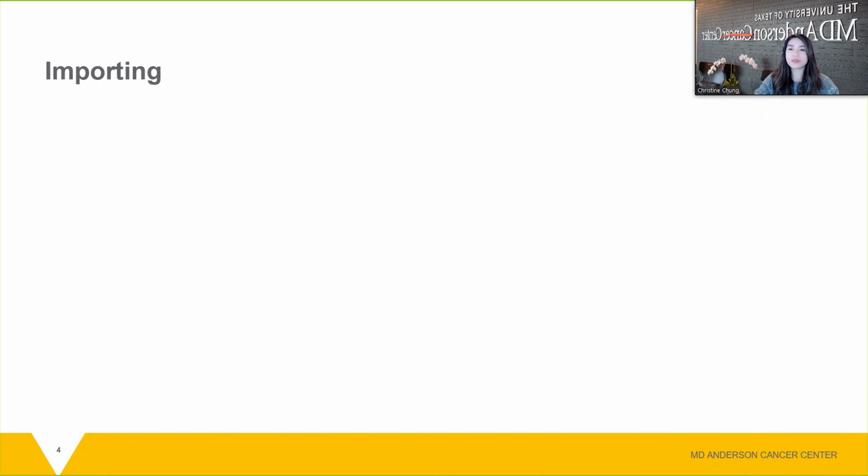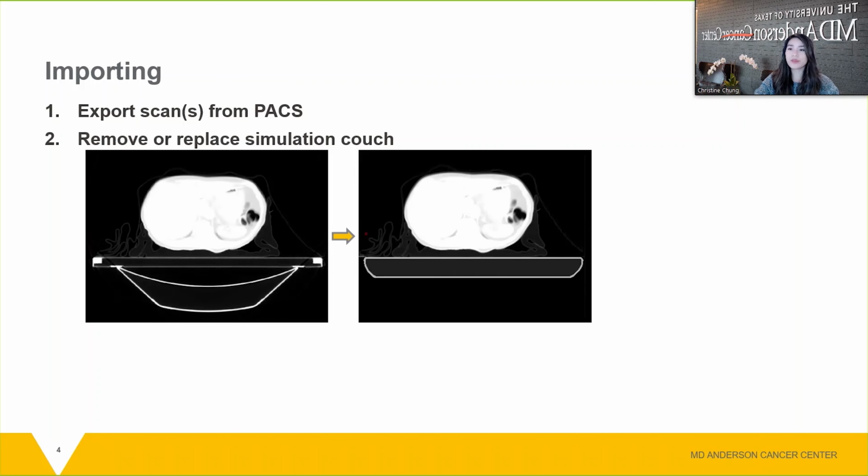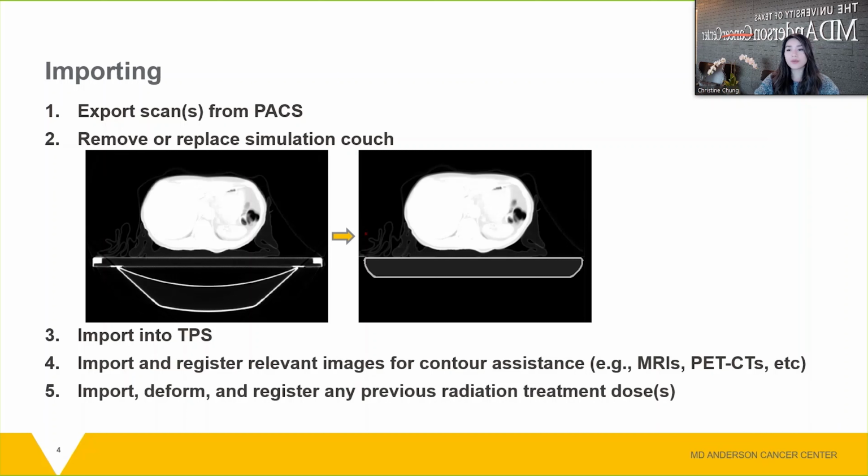Depending on your institution, step one should typically be exporting the scans from your PACS. For protons, it is important to mimic the treatment conditions as close as possible, such as removing or replacing the simulation couch. Next, you should import the scan into your treatment planning system along with any relevant images or scans that will be needed for contour assistance, such as MRIs or PET scans. If applicable, this is also when we import, deform, and register any previous radiation treatment dose.